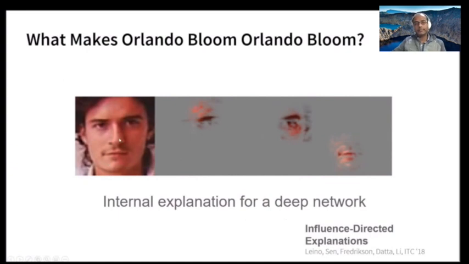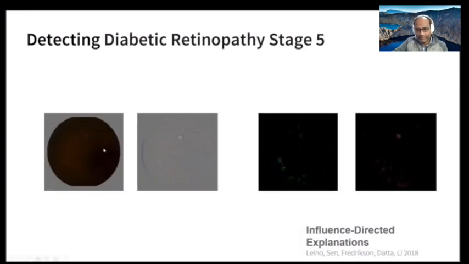Here are some examples of what an influence-directed explanation might look like. Here's Orlando Bloom, and his face was correctly classified as Orlando Bloom by a deep neural network, a VGG16 network in this case. And then when we applied our tool for influence-directed explanations to that network and looked into an intermediate layer of the network, the higher level concepts that the network had focused on to arrive at this prediction were his left eye. These are the three most important neurons and what they're focusing on. Two of those neurons are focusing on his left eye, and the third neuron is focusing on his lips. So that's what makes Orlando Bloom from the standpoint of this VGG16 network.